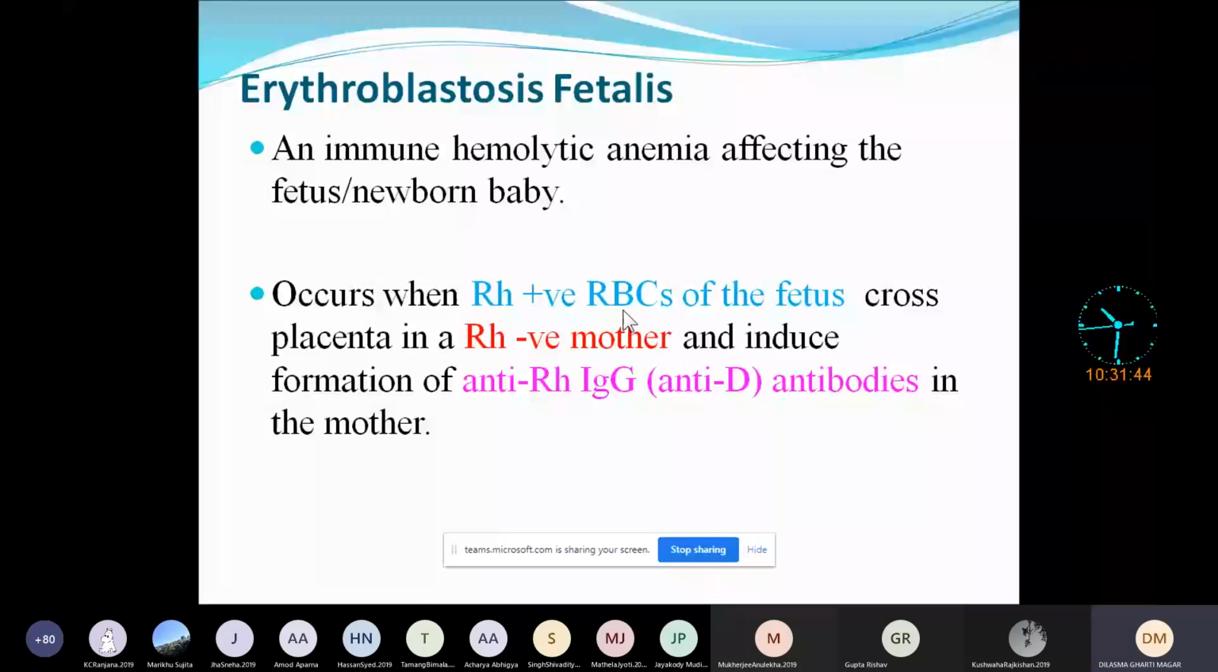Suppose the mother is AB positive, and the baby can be A positive or B positive, isn't it so? Mother's blood will not go to the baby, and the baby's blood will not go to the mother. Only at the time of delivery, with Rh positive fetuses, the placenta is attached to the uterus, isn't it so? Whenever the placenta is removed, that time the RBCs can go to the mother's circulation, and it can sensitize the mother's immune system for the formation of antibodies.